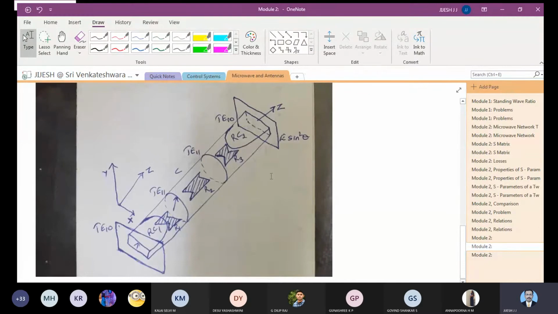In microwave and antennas, figures have some marks when you write in the examination. So you should be careful while drawing the figures and don't miss any figures first of all.